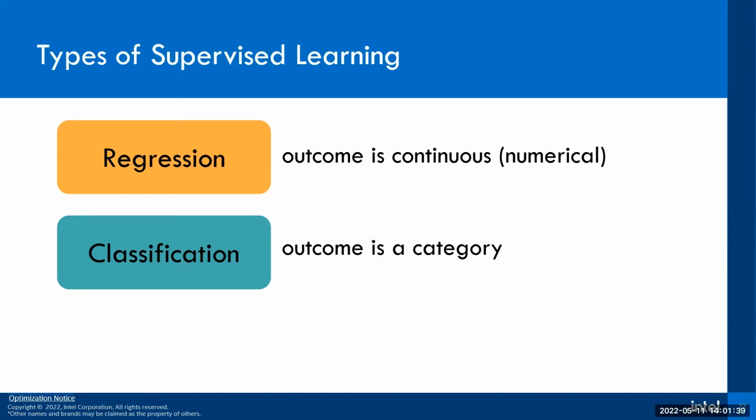So the first is a regression problem. In this, the outcome is a numerical number, like a continuous number. For example, if you want to predict box office revenues or housing prices, etc. So regression is the algorithm that we use.